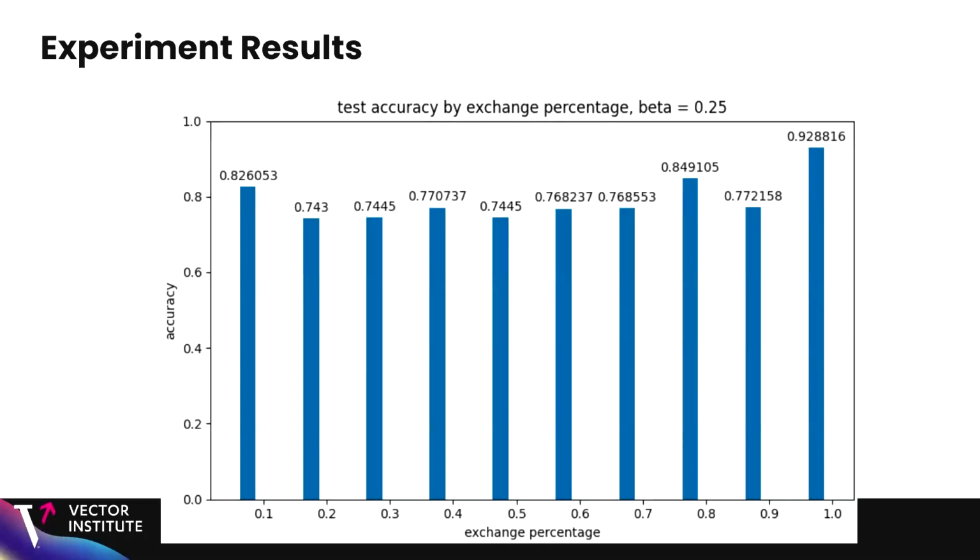And finally, it's the case when beta is 0.25, so the case when the data is the most heterogeneous.